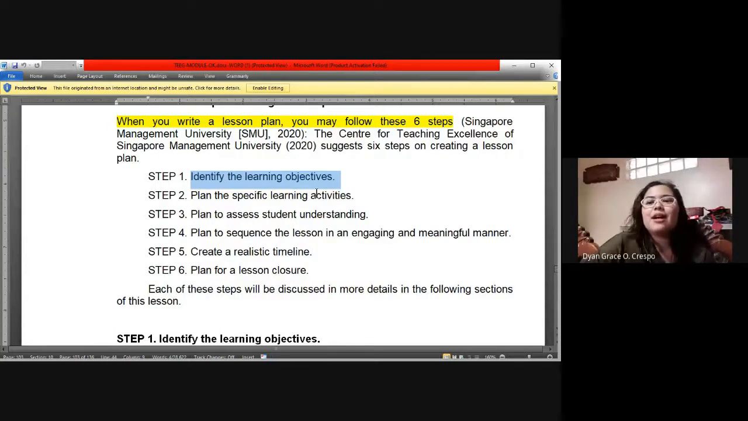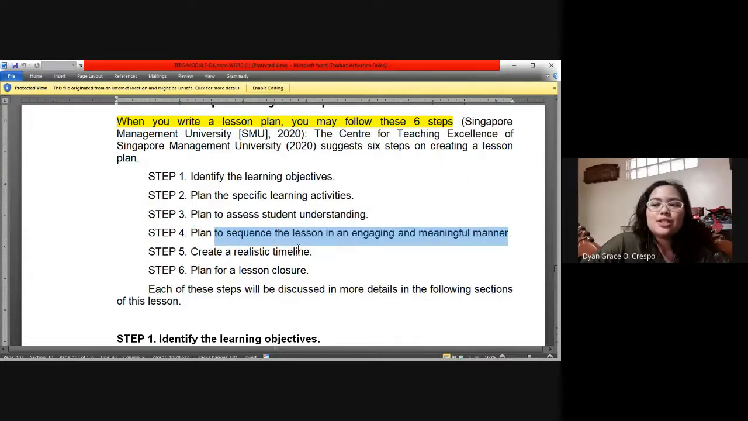Next, plan the specific learning activities. Give us specific learning activities. What can they do? Will they run? What will they do? Next, plan to assess students' understanding. How will you assess that? Will you use a minute paper? Will you use a quiz? Will you use an activity? Will they perform? Plan to sequence the lesson in an engaging and meaningful manner. Of course, you need different activities. Create a realistic timeline.